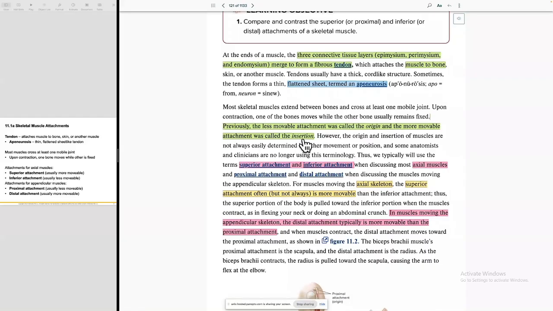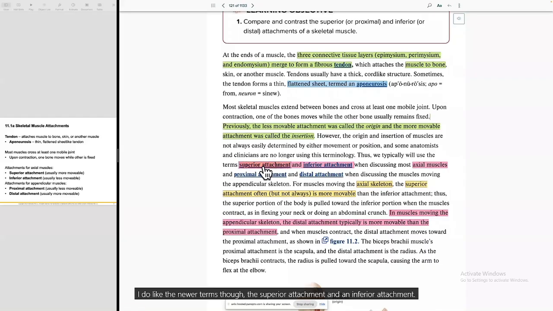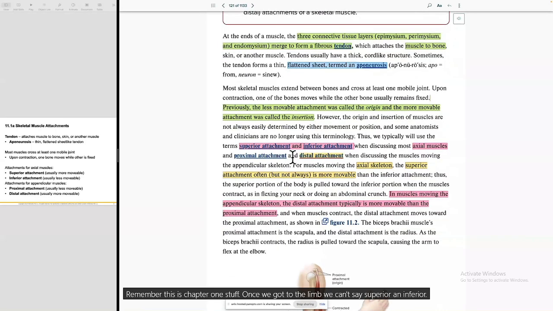Terms that were used when I was a student were origin and insertion, and even while talking, I'll still use those. I do like the newer terms though, the superior attachment and an inferior attachment. We'll see how this kind of fits in just a moment. But we would use the words superior and inferior if I'm on the axial skeleton. Remember, this is chapter 1 stuff. Once we got to the limb, we can't say superior and inferior. We're going to use the words proximal and distal attachment.